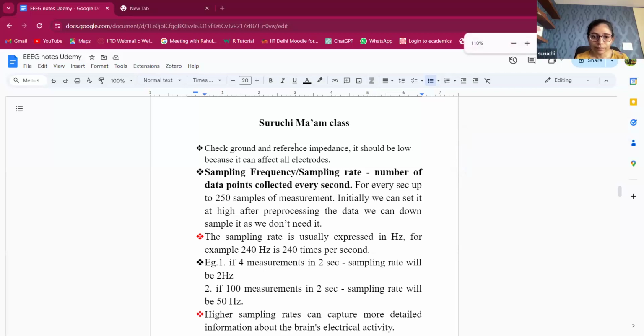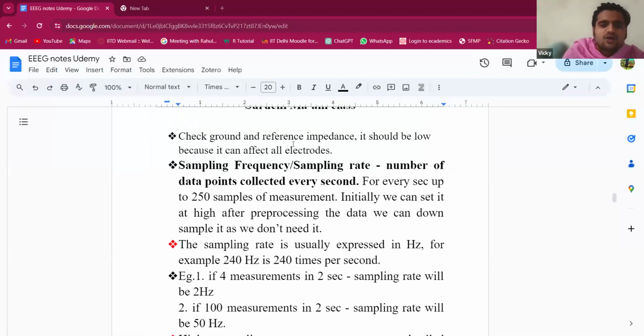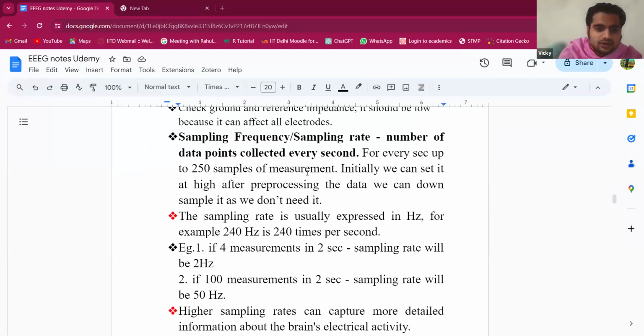So far, we studied the ground and reference impedance. You talked about how it should be low and it can affect all electrodes. Then we discussed the most important part, which is sampling frequency, or we can call it sampling rate. It is the number of data points or measurements we collect every second. So for every second, normally we said 250 samples of measurement.